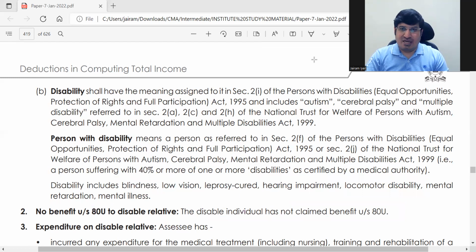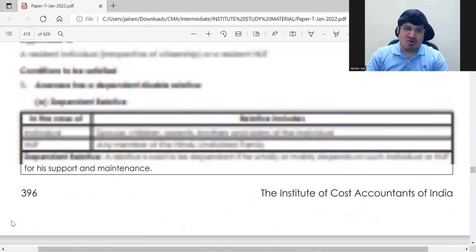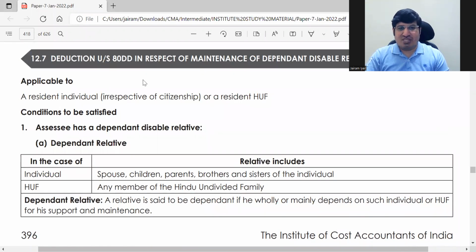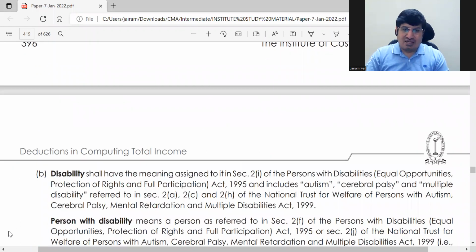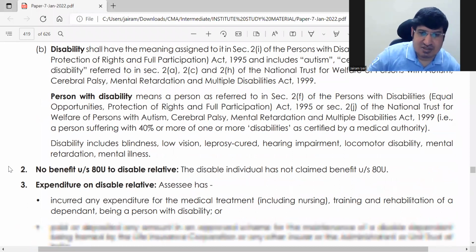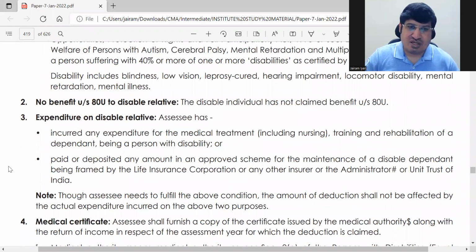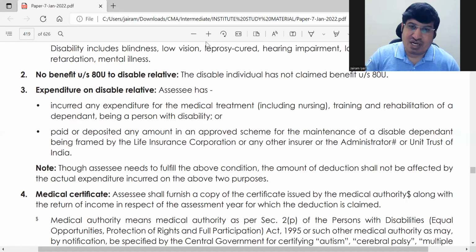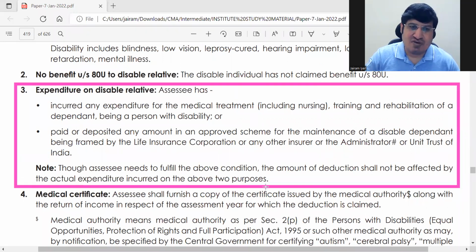So let us see what we have learned up to here. We just saw that you are a resident individual or a resident HUF, you have a dependent relative, and the dependent relative has 40% or more disability. Okay, so what next? Now you have incurred some expenditure on his medical treatment. You get a deduction for this.